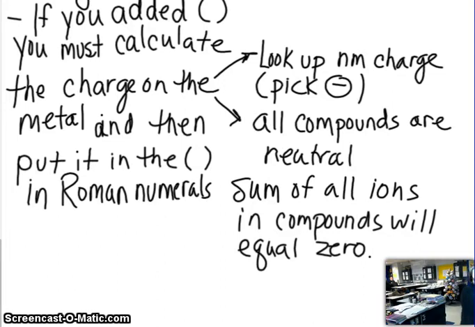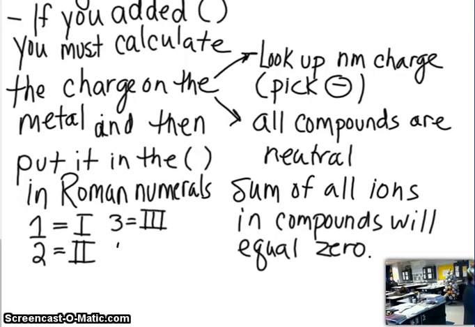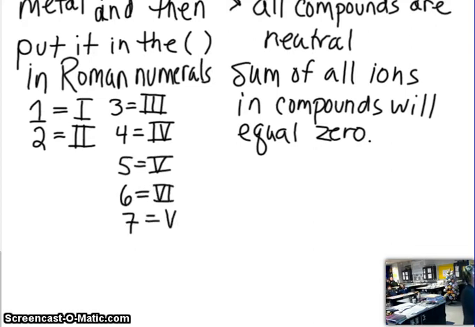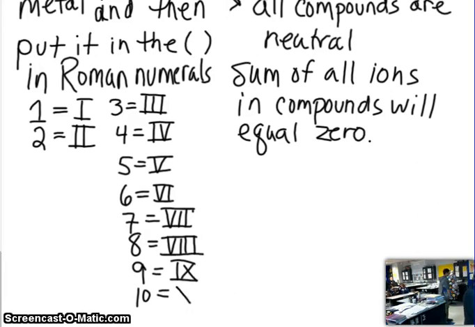So, taking you back to, say, 4th grade when you learned your Roman numerals, if it's a 1, then it's an I. If it's a 2, then it's II. If it's a 3, III. If it's a 4, IV. If it's a 5, it's V. If it's a 6, it's VI. If it's a 7, it's VII. If it's an 8, it's VIII. And if it's a 9, it's IX. And if it's a 10, it's X.